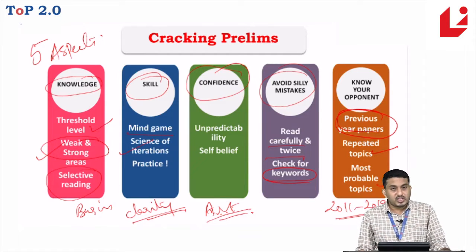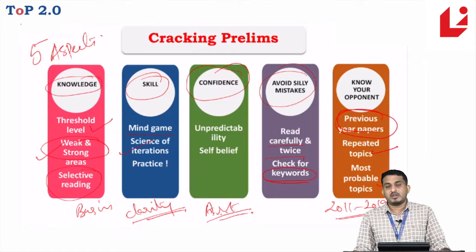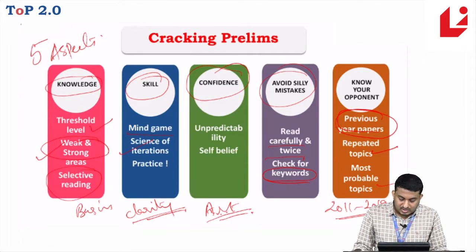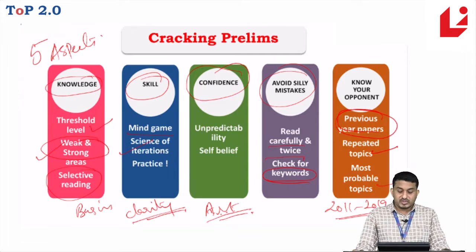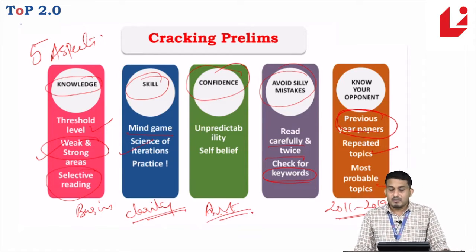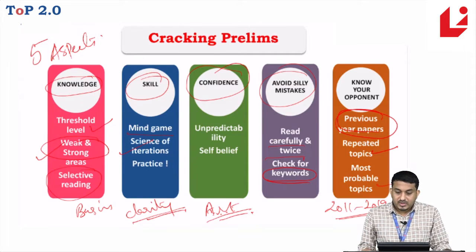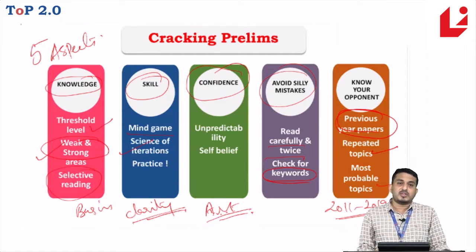Now with respect to polity, as you know, the Parliament chapter is important, DPSP, fundamental rights, fundamental duties, and also special provisions for weaker sections. So all these are important topics where the examiner used to ask questions repeatedly every year.